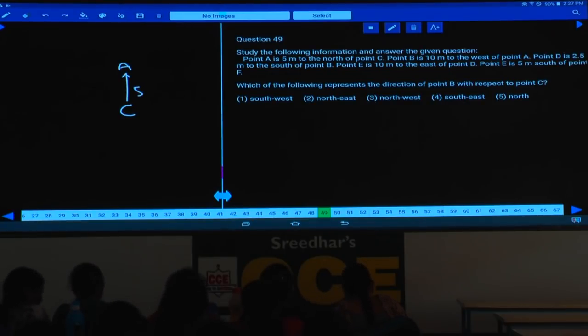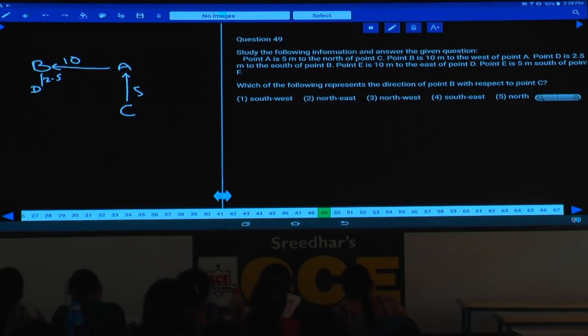B is 10 meters to the west of A. Now this B is 10 meters to the west of A. And next one, D is 2.5 meters to the south of B, and this is B. Now this D is how many meters? 2.5 meters to the south of B. Next one, point E is 10 meters to the east of D, hence this will be point E.